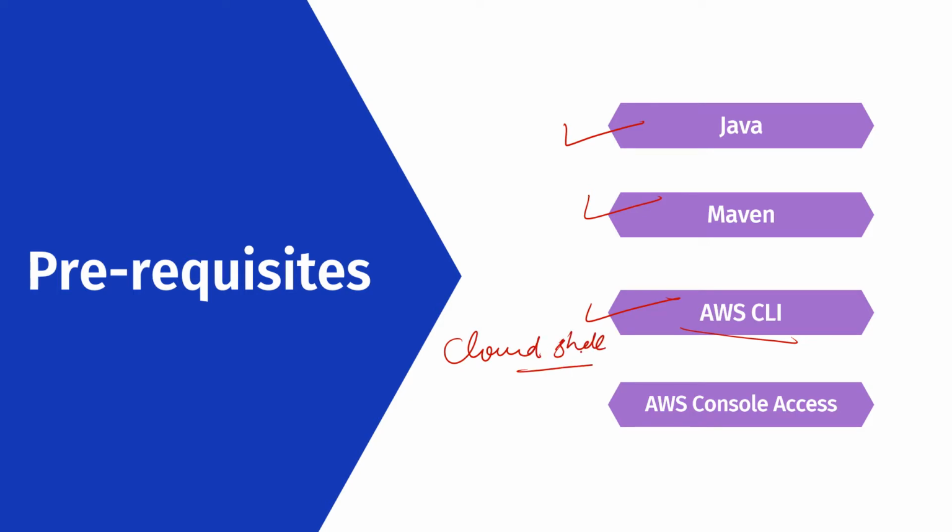And the last one is the AWS console. Obviously you are here, and you should have at least a free tier account if you're not using your employer account. So these are the prerequisites. This would be a complete hands-on video, and for the theory part you can check my previous videos on Lambda. So without wasting any time, I'll jump over to IntelliJ.